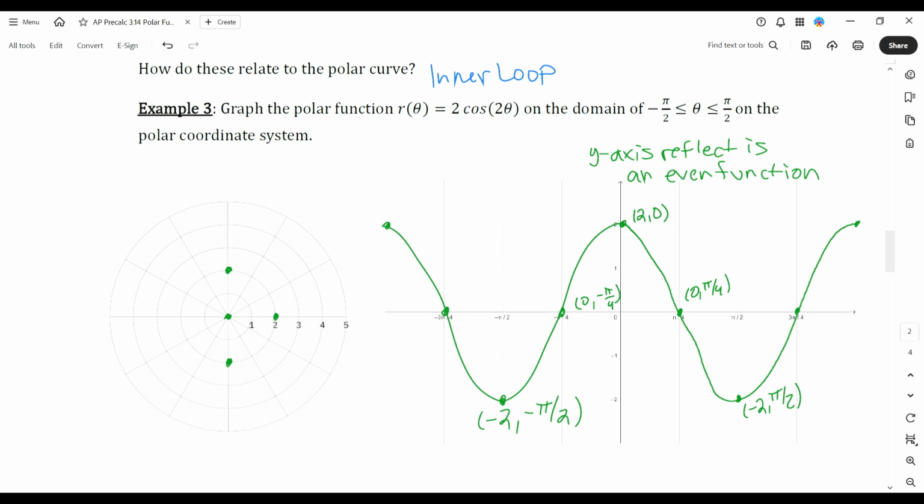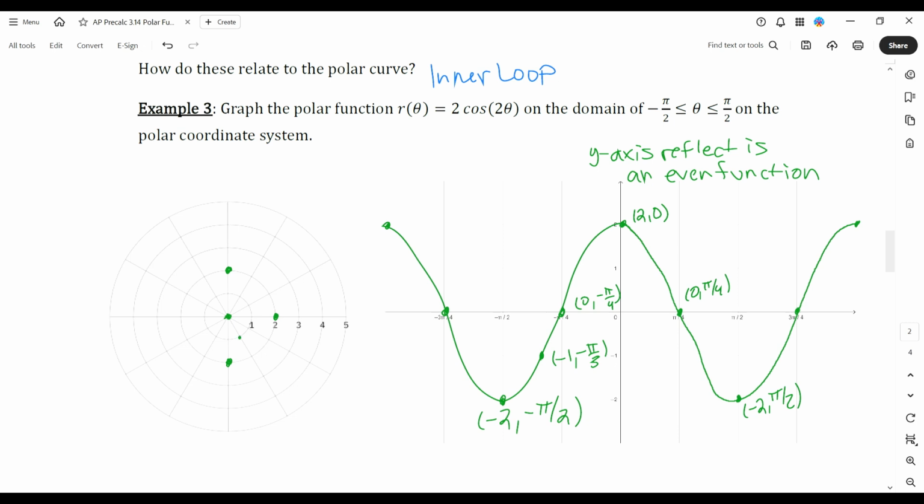So, in the calculator, 2 cosine of 2 times negative pi over, I'm going to do pi over 3 first. That value is negative 1. So this point right here is negative 1 comma negative pi over 3. Okay, so I'm going to plot that point right here. So radius of 1, negative pi over 3 is right here.